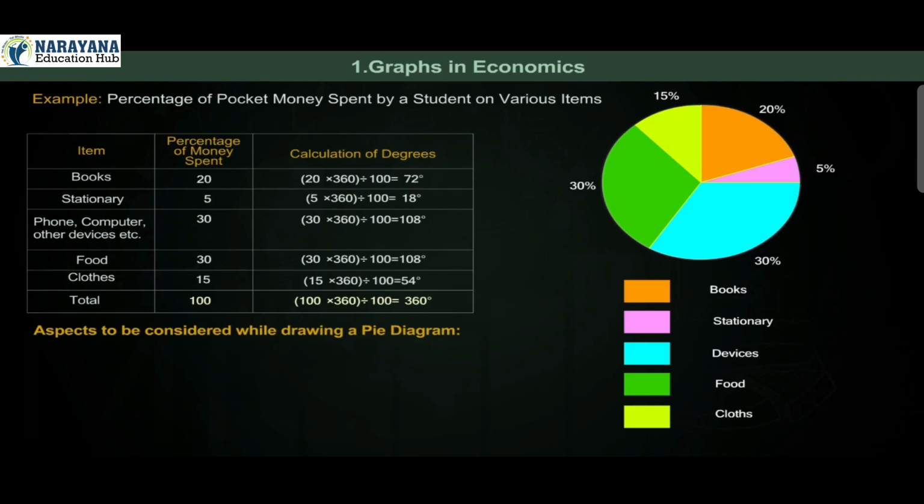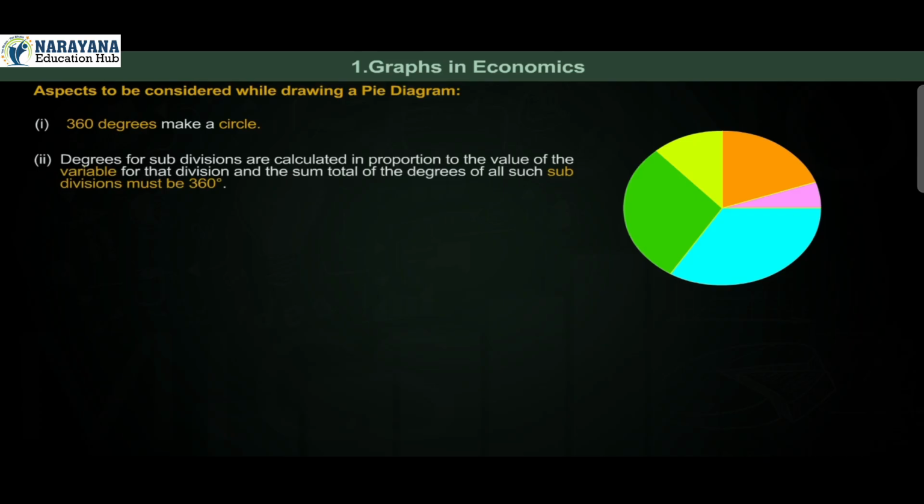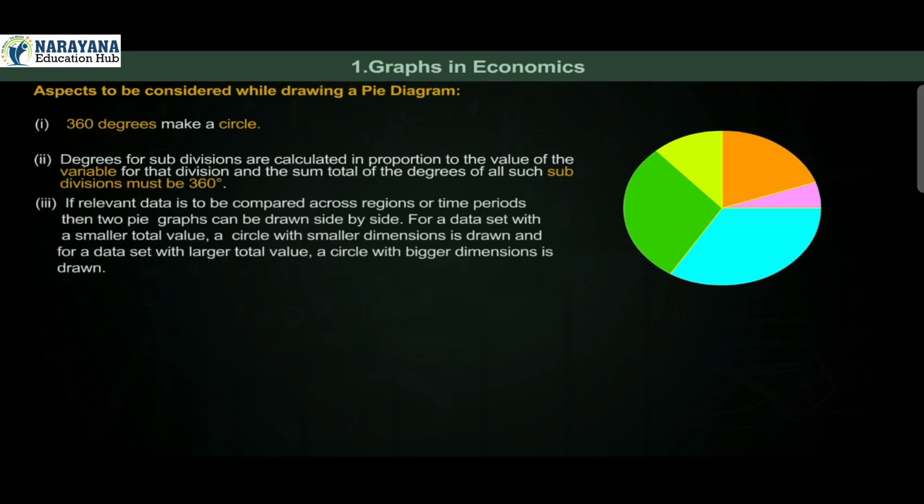Aspects to be considered while drawing a pie diagram. 1. 360 degrees make a circle. 2. Degrees for subdivisions are calculated in proportion to the value of the variable for that division, and the sum total of the degrees of all such subdivisions must be 360 degrees.